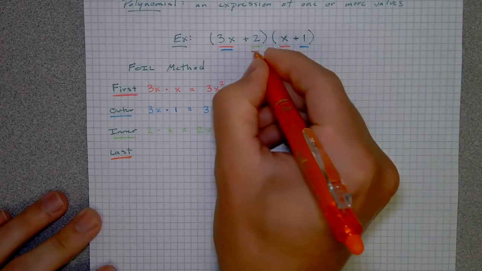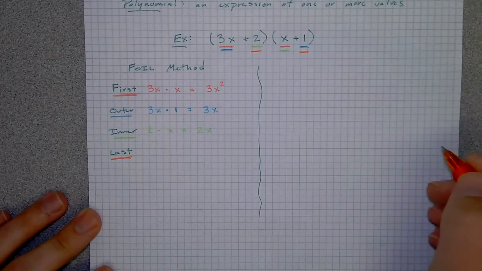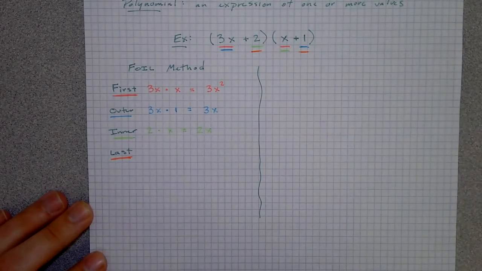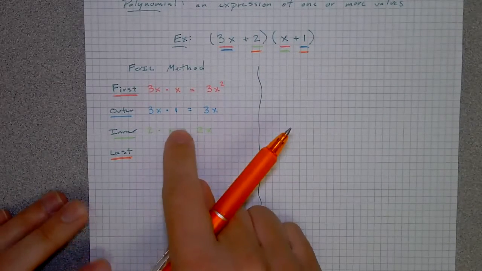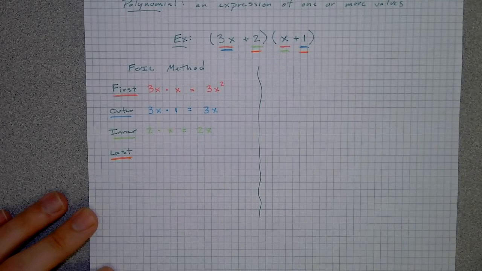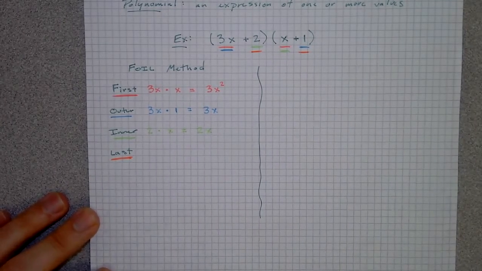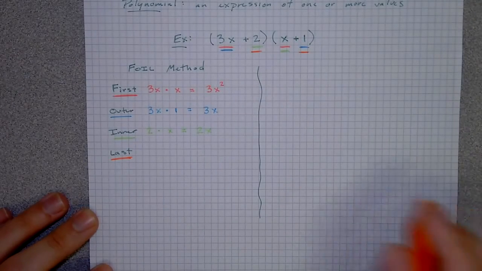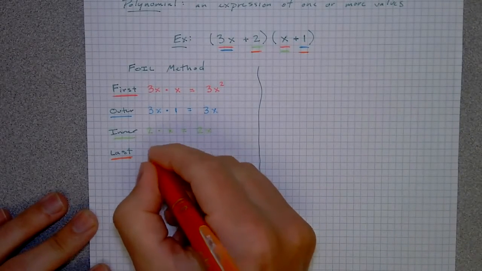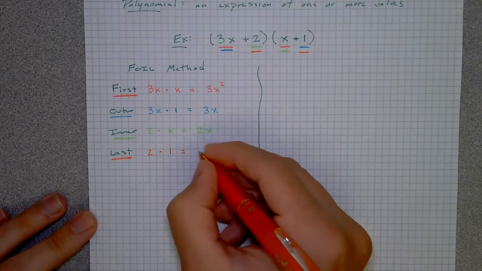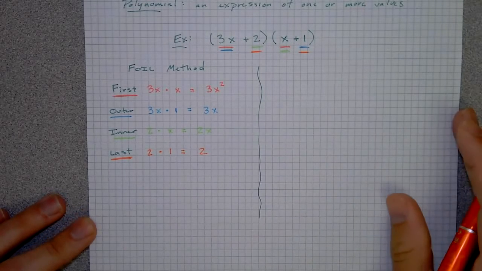And then the last one is the last values of the 2 polynomials. So 2 times x is 2x. Okay, so our last 2 values then is 2 and 1. So 2 times 1 is just 2.